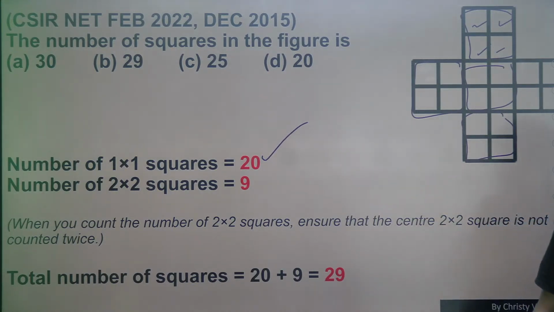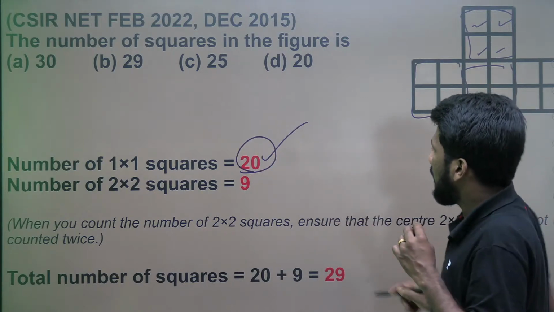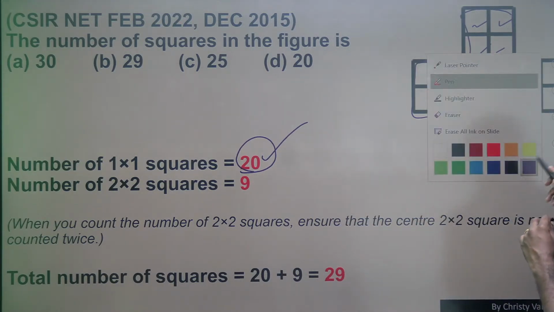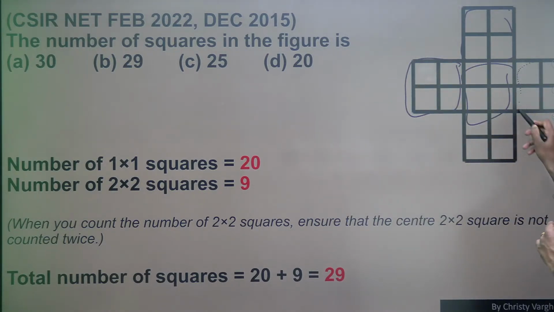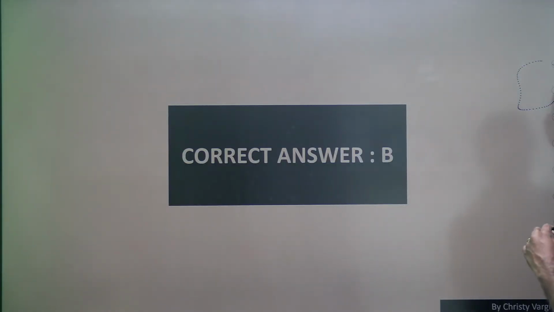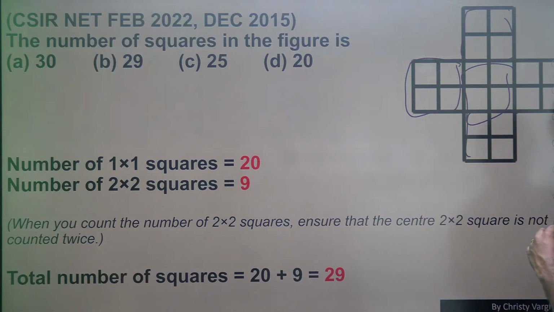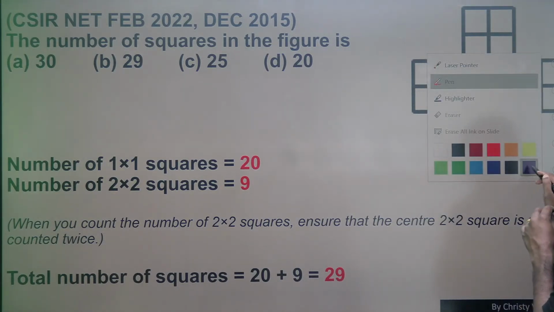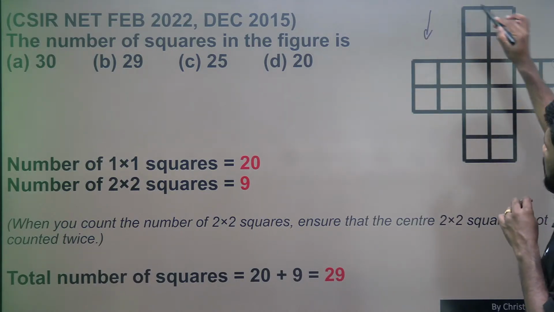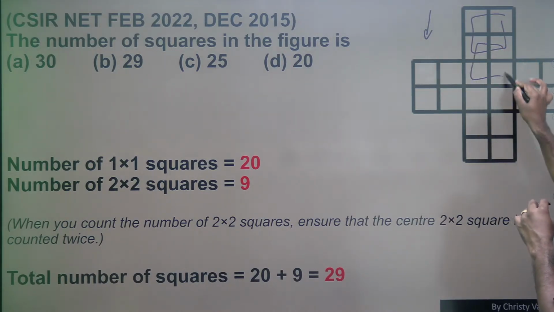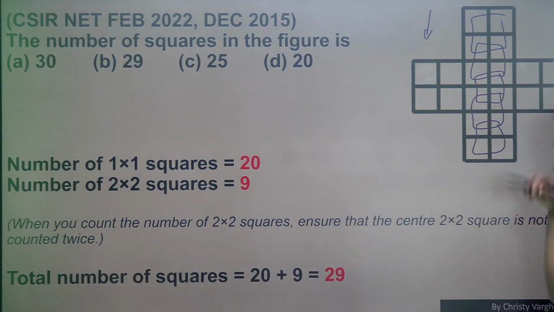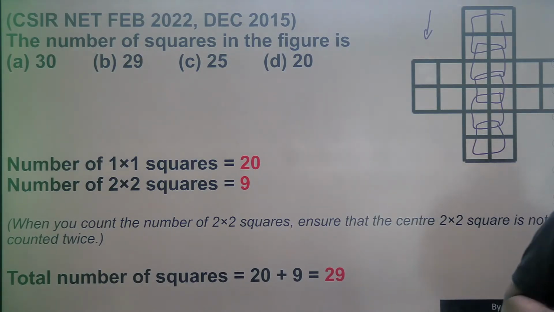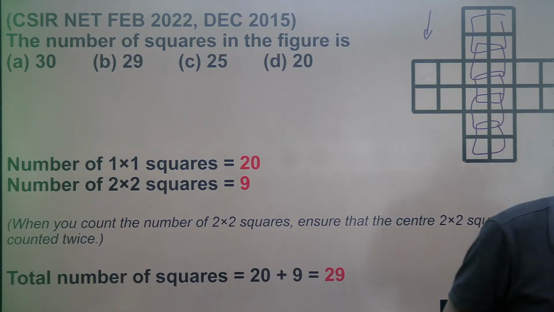That means 1 row, 1 column, there are 20 squares. Is that clear? 20 1 by 1 squares, and 2 by 2 squares, 2 row 2 column squares: 1, 2, 3, 4 and 5, right? So it is better to systematically count it like this. Top to bottom we will count first: 1, 2, 3, 4, 5. Can you all see that? Top to bottom 5, 2 by 2 squares.